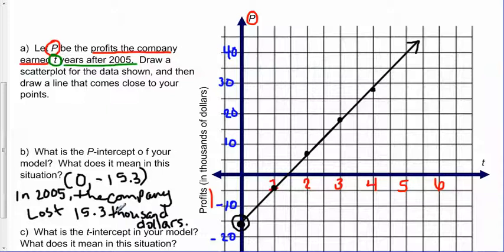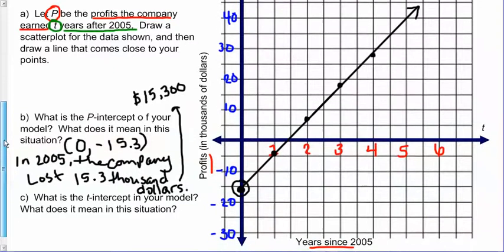We could also have written this as $15.3 thousand dollars. If you're thinking about how that would look just as regular money, I'm just going to put this up here because I kind of ran out of room there. We could also write that as 15,300. That's the same thing as 15.3 thousand. So that's how much money the company lost.